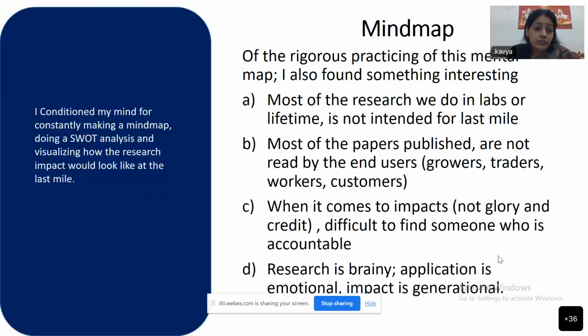So realizing that, and since you travel more often, you realize it also very often, because very quickly you see it running in front of your eyes. And seeing it more often, I realized that I should condition my mind for something better. So I started conditioning my mind for constantly making a mind map in my research planning. Doing a SWOT analysis and visualizing how the research impact would look at the last mile. That means the inclusion of all the stakeholders started at my mind map level itself.